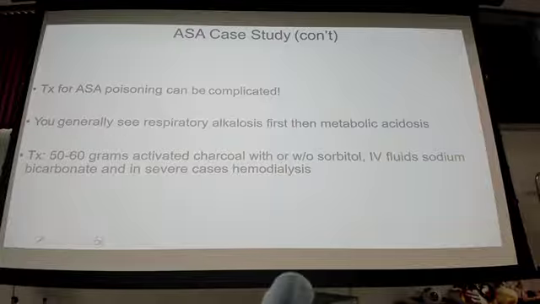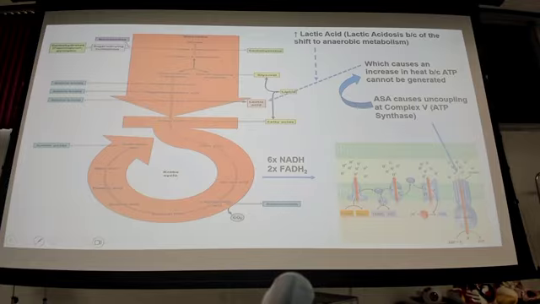And the treatment for this would be activated charcoal with or without sorbitol, and you want to monitor their fluids. Fluid resuscitation is important. And you may need to do hemodialysis in severe cases. So what's causing the metabolic acidosis?